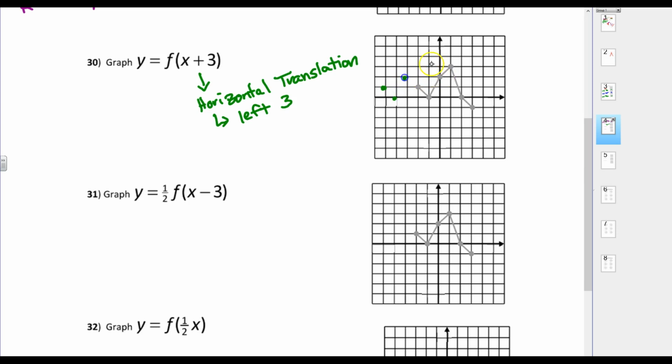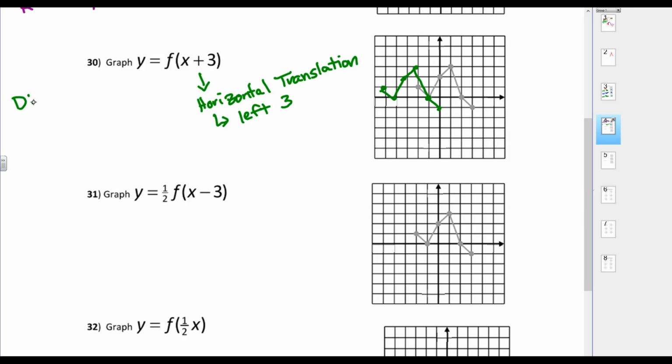1, 2, 3. 1, 2, 3. And 1, 2, 3. So when I join them all together, it hasn't changed anything about the y values. My y values are all still the same, but my x values all went left 3, which means now that my domain should be left 3 of where it was before.